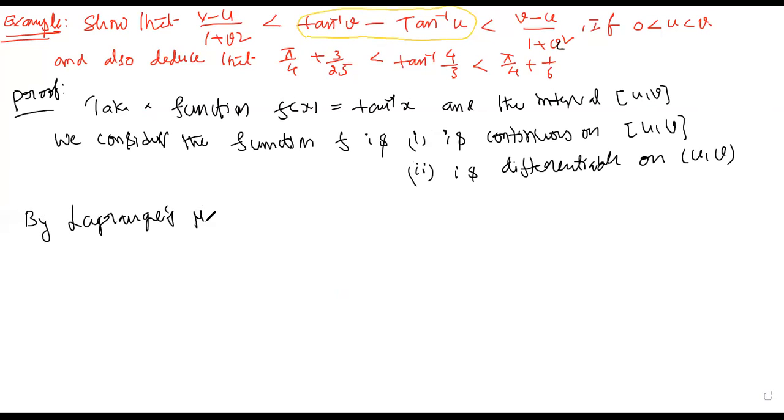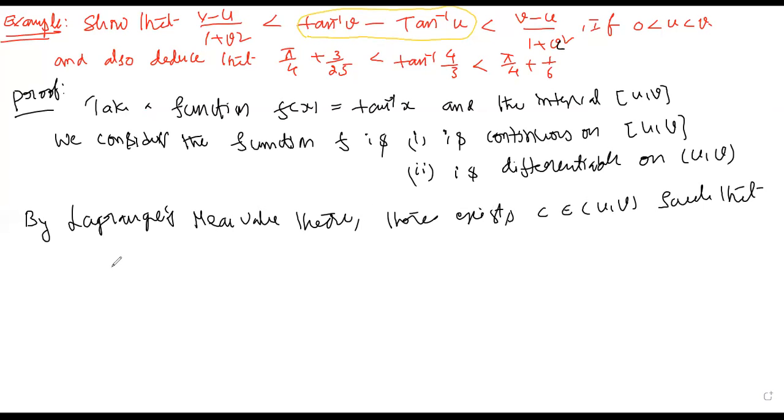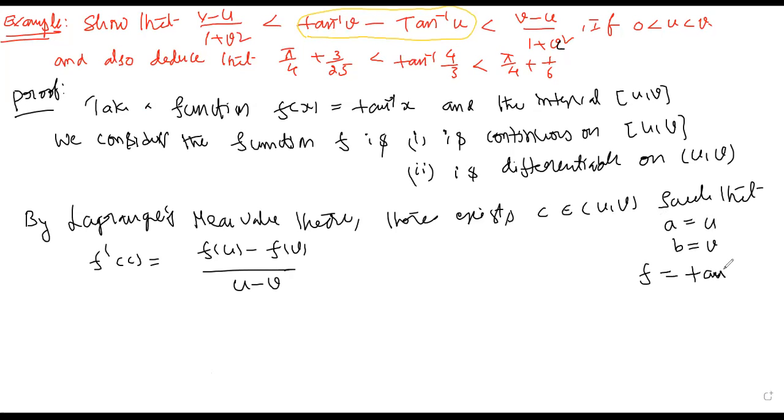By the Lagrange's mean value theorem, there exists one point c belonging to the open interval u comma v such that f dash of c equals (f of v minus f of u) by (v minus u). This is the Lagrange's mean value theorem. Instead of a and b, we substituted u and v. Here f equals tan inverse x. It should be f of v minus f of u, no, sir?